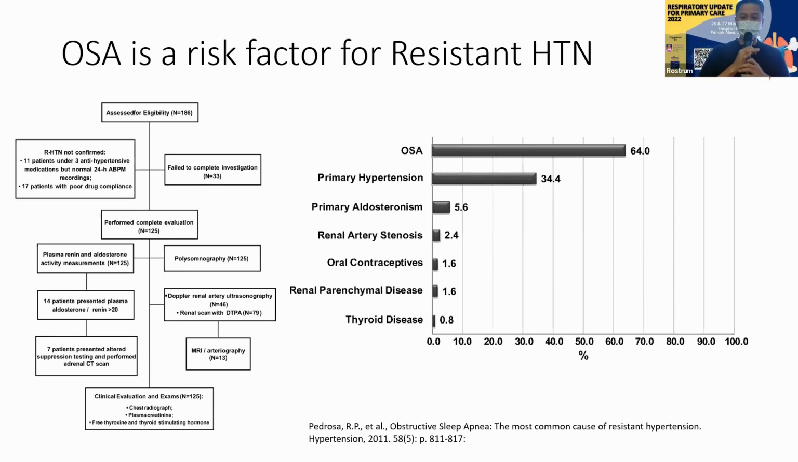And what they found is that 64% of the patients with resistant hypertension have OSA, with 6.4% of these patients having more than 2 causes of resistant hypertension. So OSA is a risk factor for resistant hypertension.